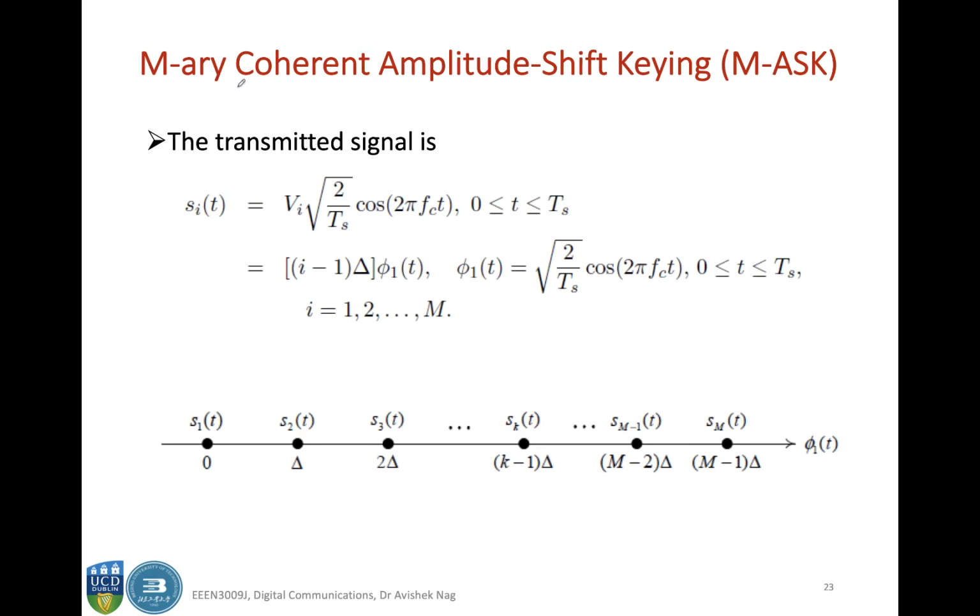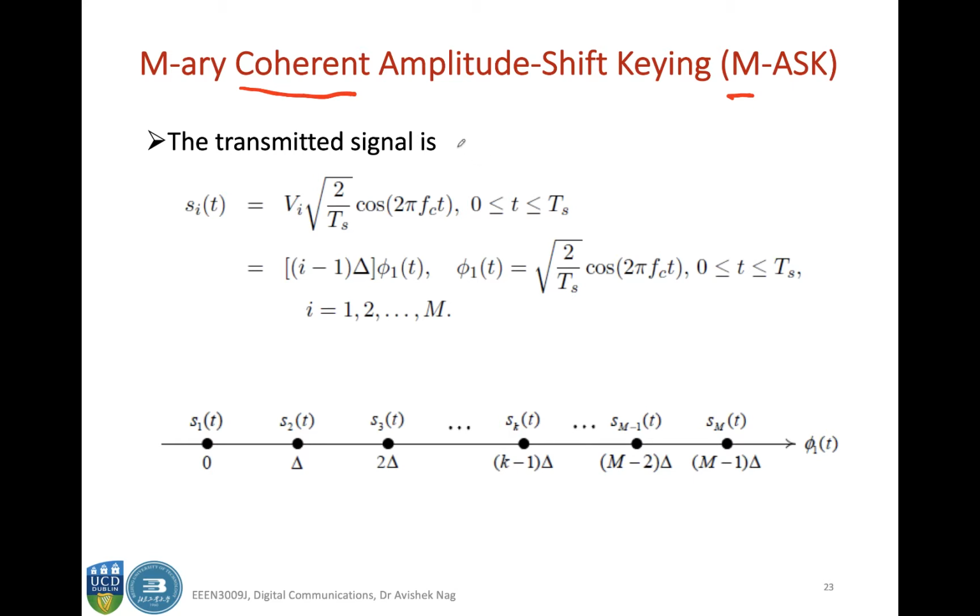Sometimes it is also called MRE, coherent amplitude shift keying. The reason why it is called coherent is because all the M signals are generated from the same source. So that's why they are coherent in nature.